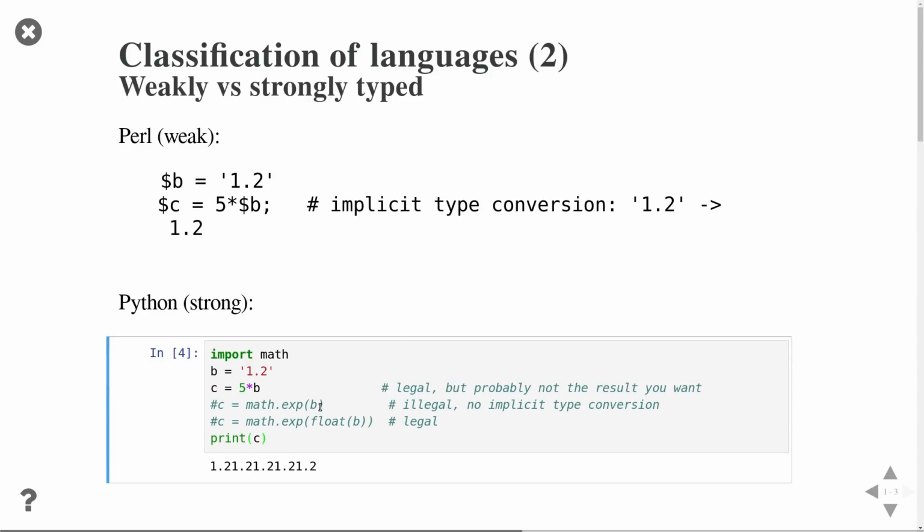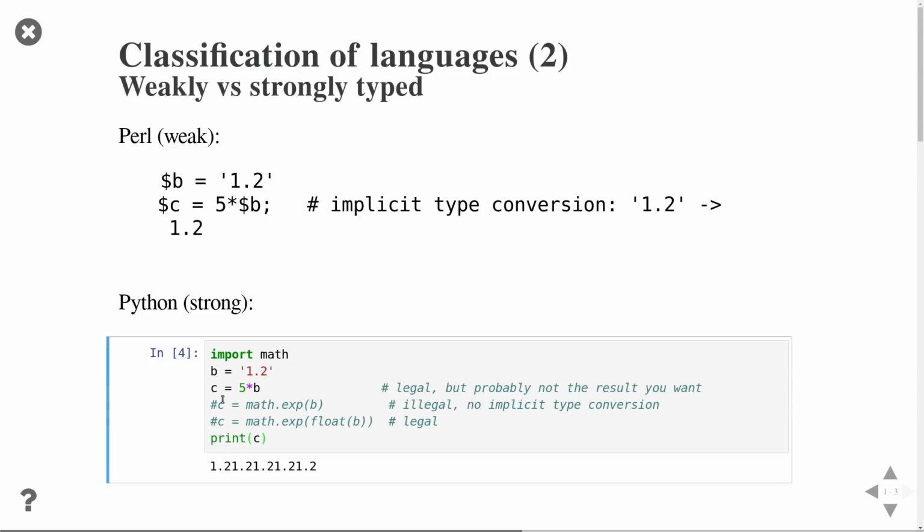The reason for that is that in Python, the star operator is operating on a string, and what multiplication with a string does is that it concatenates that string 5 times. So this is a multiplication of a number with a string, which gives you a longer string.